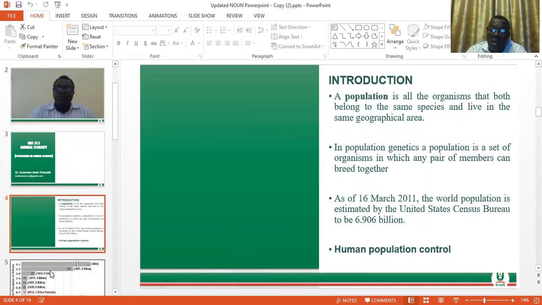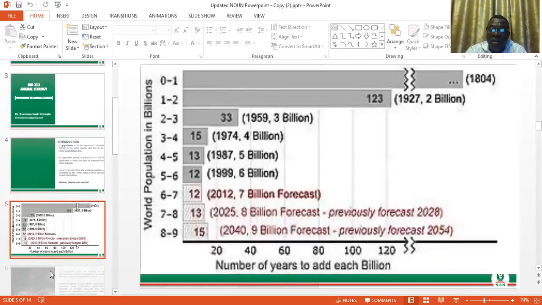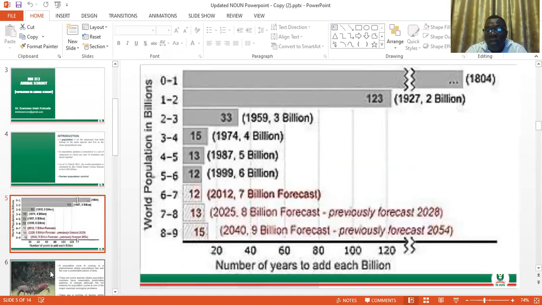Looking at the 2011 statistics regarding the human population all over the world, it was about 6.9 billion, but now we have more than 7 billion presently. And there was a chart to show the trend of the population structure, with numbers taken over time, right from 1804. Then by 1927 it was about 2 billion.